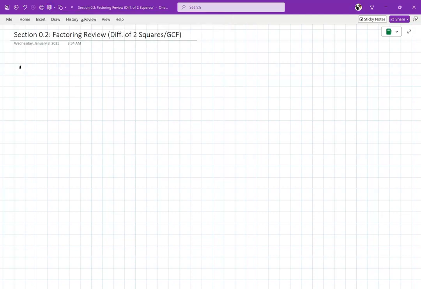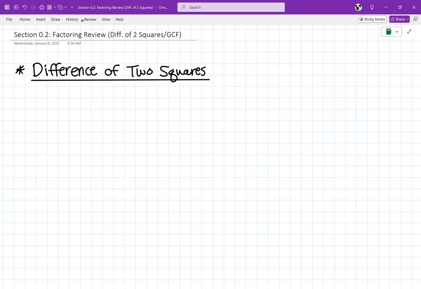Okay, so what we're going to use is a formula that looks like this: the difference of two squares. And again, this is a review, so this shouldn't be brand new. But just in case you didn't remember, it serves as a good reminder.